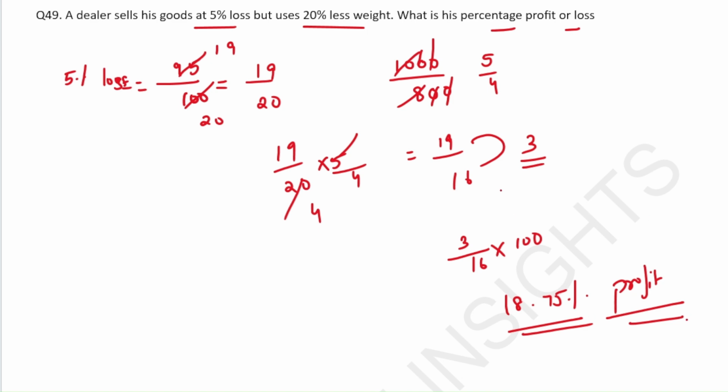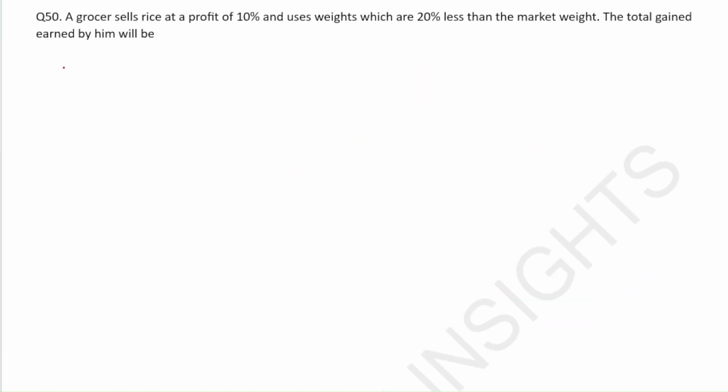Okay. So this is how you solve this. You have to understand the language of the question. Let's go to the next question. You try to do this question by yourself. This is a similar question, but instead of the loss person, in this question there is a profit person given.